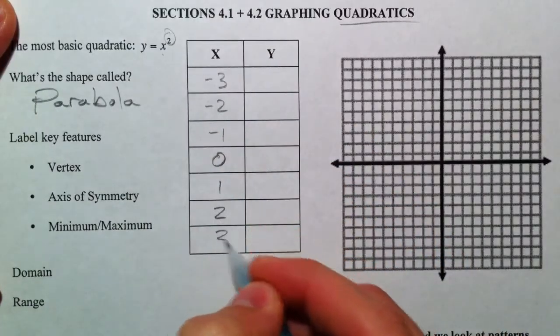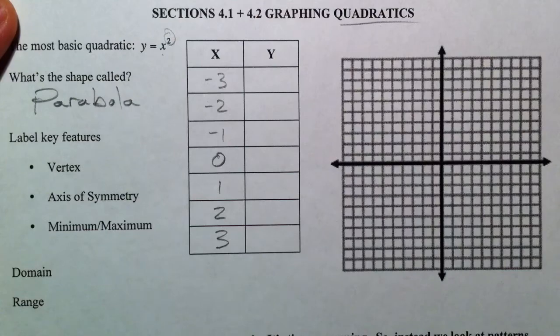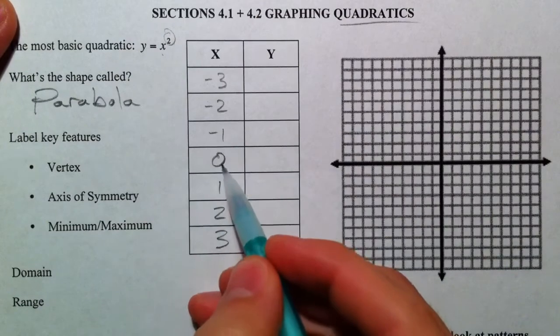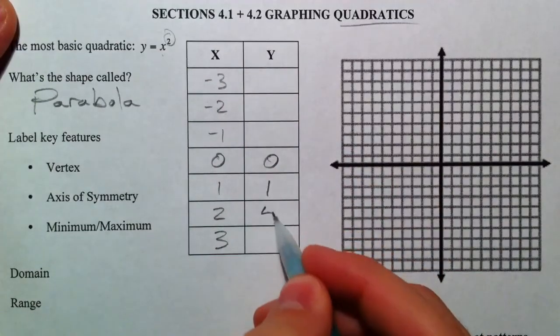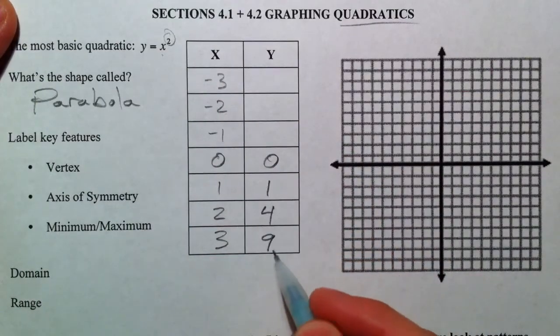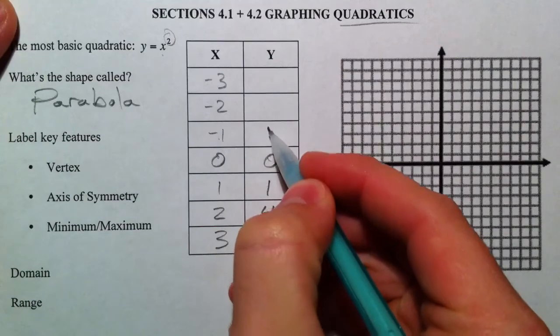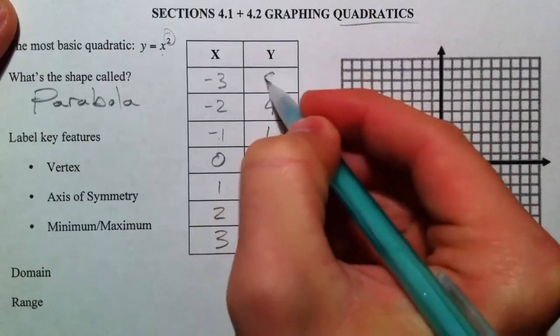And so we're going to just fill out this table. This is the only time we're going to do it. We're just going to talk about the very basic parabola. 0 squared is 0. 1 squared is 1. 2 squared is 4. 3 squared is 9. And negative 1 squared is also 1, 4, and 9.